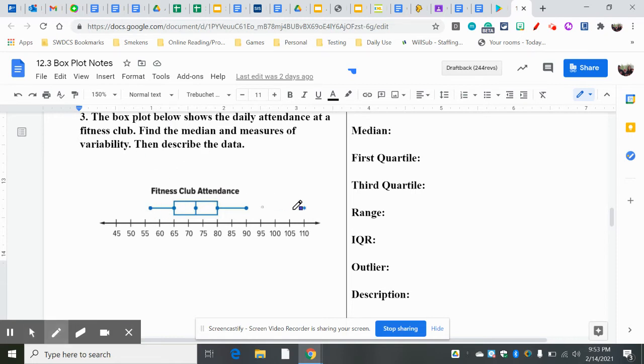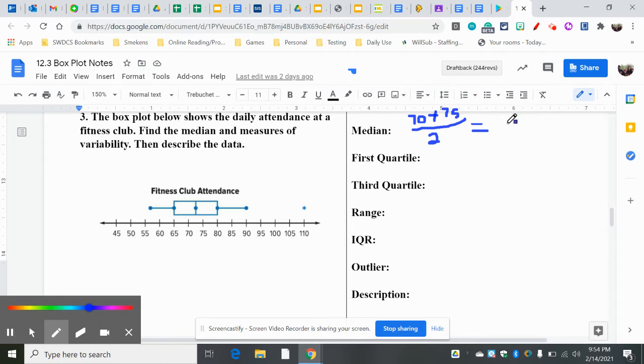This box plot shows the attendance of a fitness club. Find the median and the measures of variability, which is our range, IQR, outliers, okay? It asked me for my median. Ooh, now this one's tougher. It is between 70 and 75. So I'm going to do 70 plus 75 divided by 2, just like any other median that I would have. So what is my median for number 3? All right, you should have gotten an answer of 72.5 because adding them up and divided by 2. Make sure you get a calculator out.